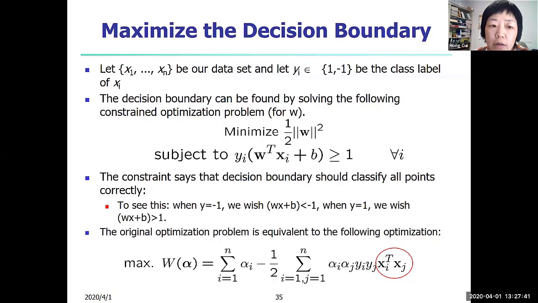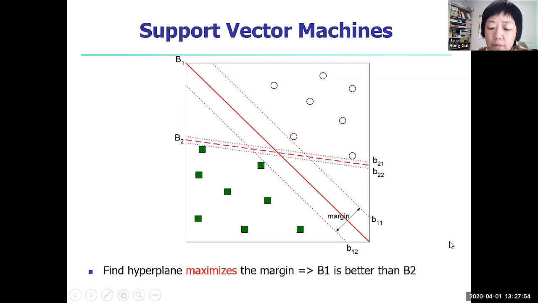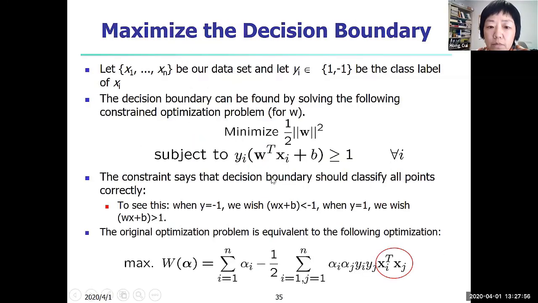What we just described can be formulated in mathematical terms: we want to minimize this term. Earlier we said we want to maximize this, and after we did the inverse, it becomes minimize this term. Our condition is that we want all those class 1 points on one side and class 2 points on the other side. So this is our constraint that expresses that idea.